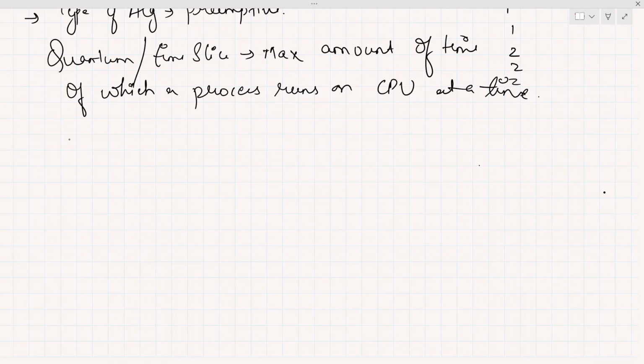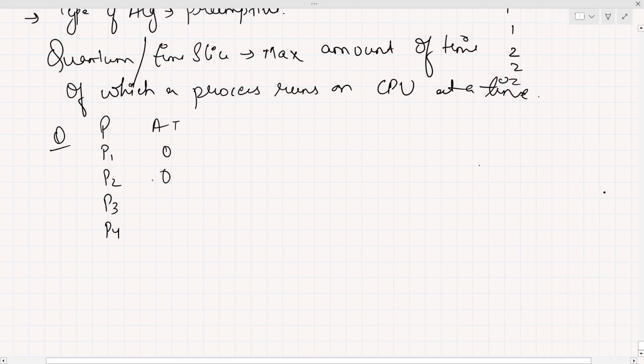Now let's solve a question. We have four processes: P1, P2, P3, and P4. The arrival time of all the processes is the same: 0, 0, 0, 0, and the burst times are 3, 6, 4, and 5. Since the arrival times are the same, if there is a tie between arrival times, we have to select the process according to their ID. One is smaller than all the other IDs, so P1 comes first, then P2, then P3, then P4. We select the processes in this way.